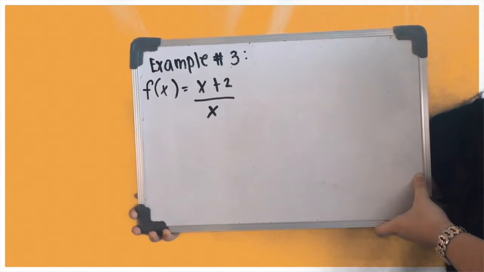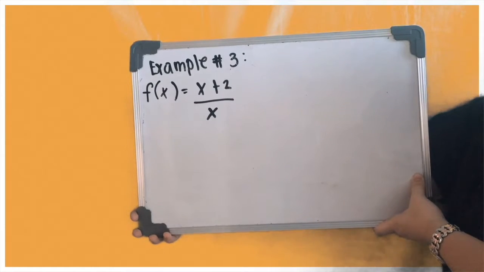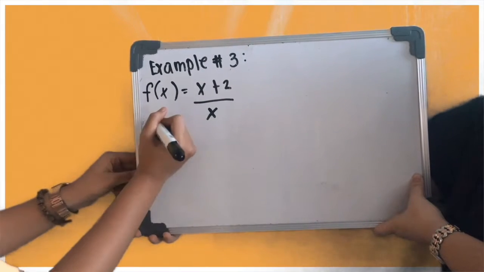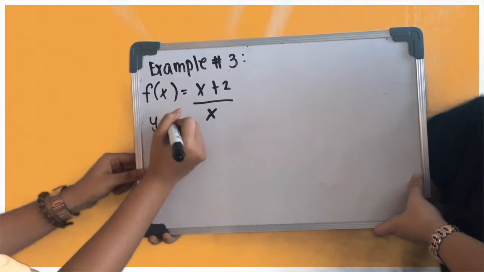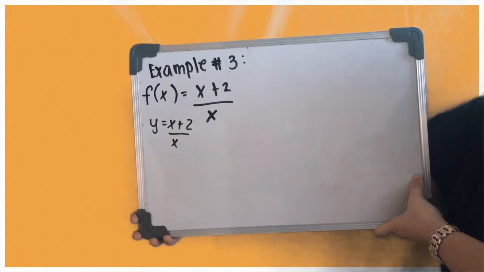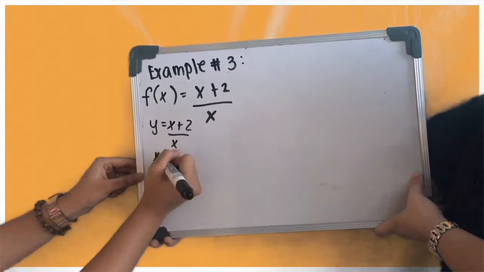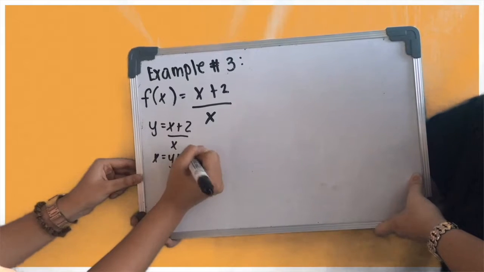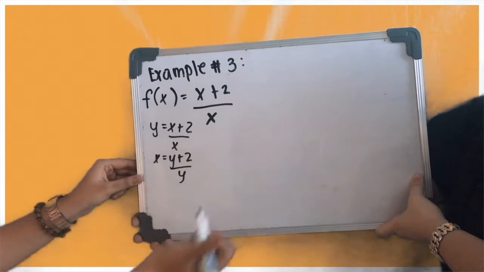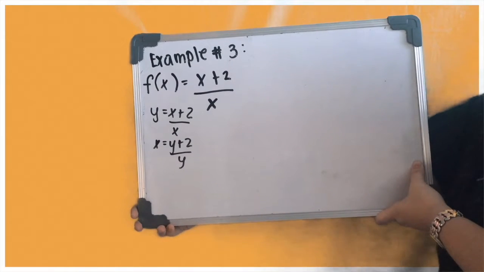The given problem is f of x equals x plus 2 over x. As mentioned in problem number 2, we must first rewrite f of x as y. Next, switch the values of x and y. Lastly, we must solve for y.